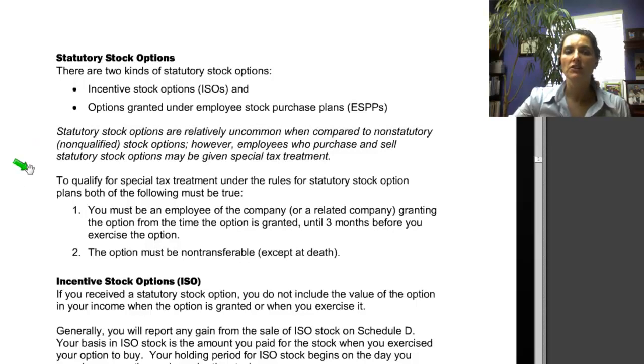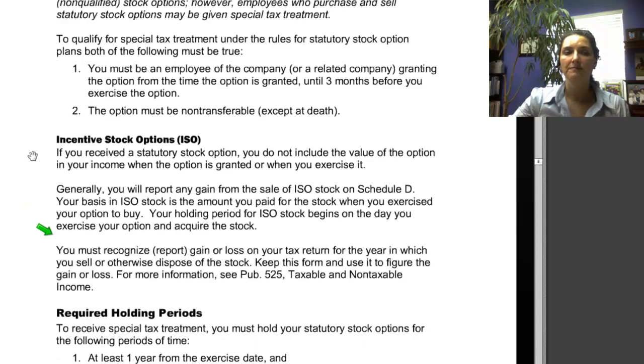To qualify for special tax treatment under the rules for statutory stock option plans, both of the following must be true. One, you must be an employee of the company or a related company granting the option from the date the option is granted until 3 months before you actually exercise the option. And 2, the option must be non-transferable except at death. So what is an incentive stock option? If you received a statutory stock option, you do not include the value of the option in your income when the option is granted or when you exercise it.